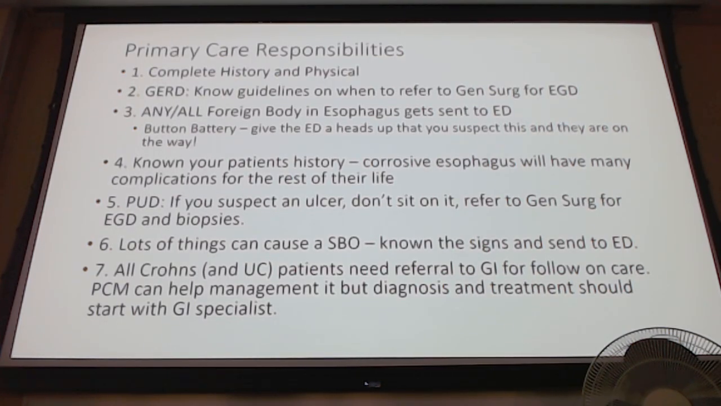Do a complete history and physical. History is important, right? If they come to you with dyspepsia or dysphagia, and you don't ever elicit the fact that they drank bleach as a kid, you may get to the point where they have strictures, but it'll take you a lot longer. GERD: know the guidelines and when to refer to surgery for an EGD. Which is what? 2 PPI failures. So failure of PPI after how long?